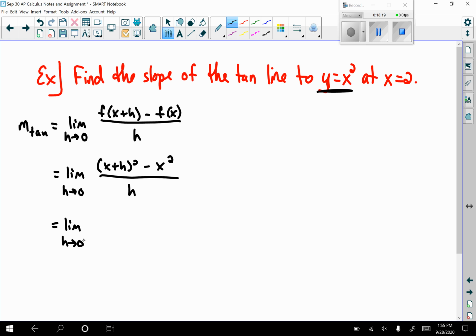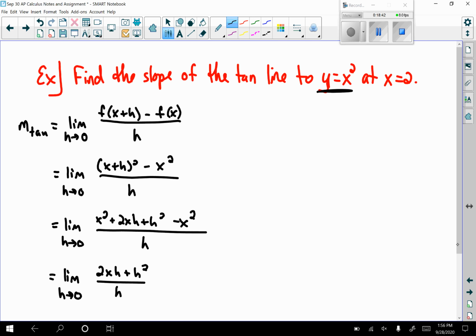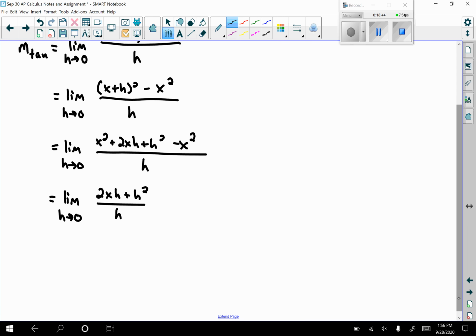I'm going to expand this. So this becomes x squared plus 2xh plus h squared minus x squared all over h. Still can't substitute in 0 for h just yet. If you notice in my numerator, the x squares cancel out. So I'm just going to get 2xh plus h squared all over h. Now what I can do is every term has an h, so I could divide throughout by h. So now I get the limit as h approaches 0 of 2x plus h.